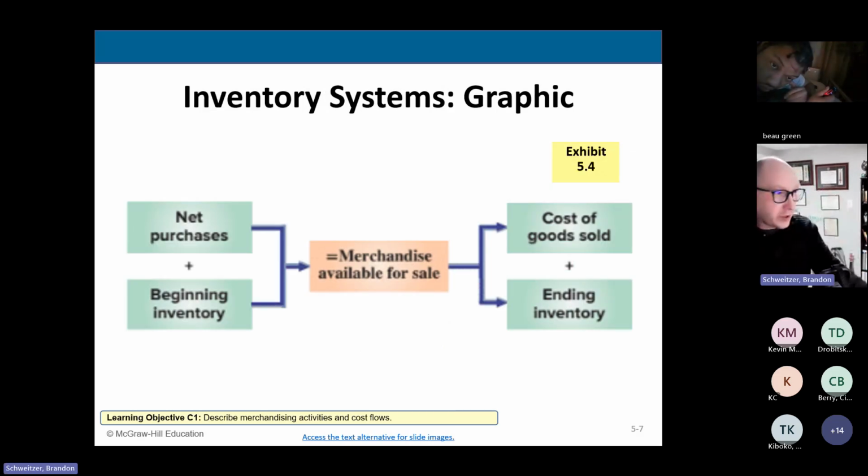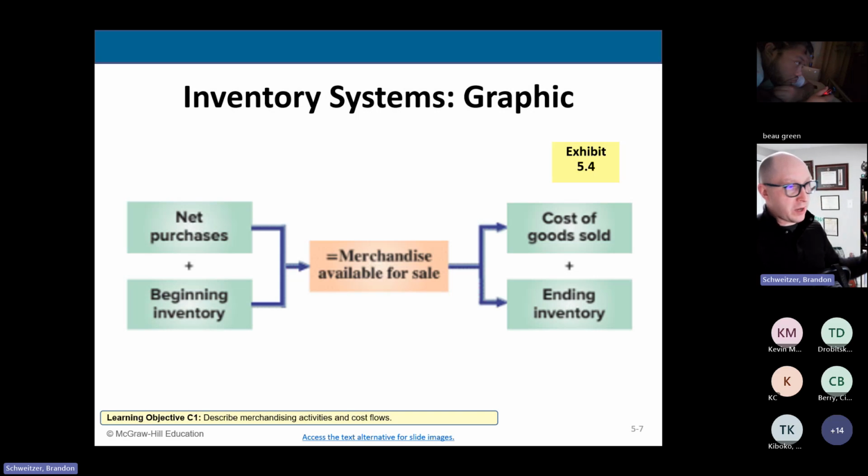Sorry about that. This slide is very blurry. It's kind of driving me nuts looking at it. But this is an inventory system graph. And the way that this works is we take our purchases plus our beginning inventory. That gives us our merchandise available for sale. Real simple, right? Purchases plus beginning inventory equals merchandise available for sale. Merchandise available for sale means this is what I have available for sale at this time, at the beginning of the month.